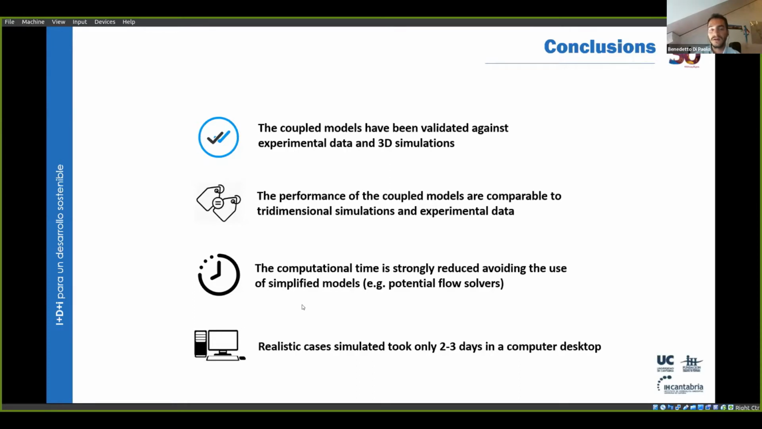And all the realistic cases we simulated only took a few days to complete on a normal desktop computer, which means without using HPC resources, which could allow us to extensively use these kinds of techniques for industrial applications.